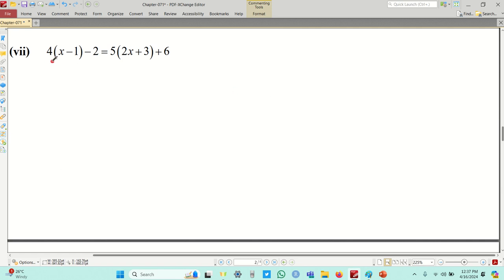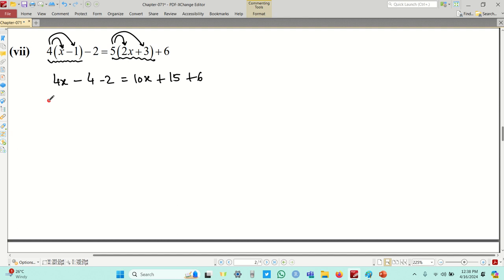Now you see here in this question number 7, there are two brackets here, one bracket and one bracket. So first we need to open the brackets. How? Multiply 4 into x, 4x, then minus 4 into 1, which is 4. Okay. Now minus 2 equal. Now multiply 5. 5 into 2 is 10x, then plus 5 into 3 is 15, plus 6.